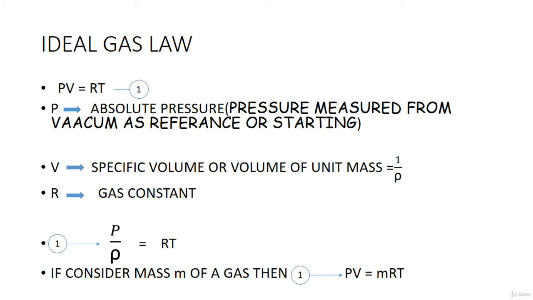V is the specific volume, or volume of a unit mass of gas. In terms of density, it can be expressed as specific volume is equal to 1 by rho, that we have already discussed. R is the gas constant. Hence, equation 1 becomes P by rho is equal to RT. If we consider the equation for m mass of gas, then the equation becomes PV is equal to mRT.